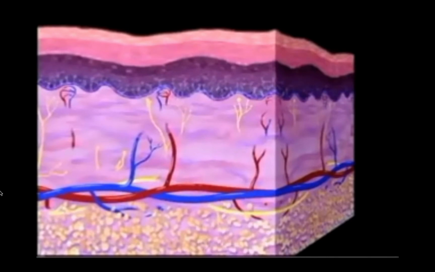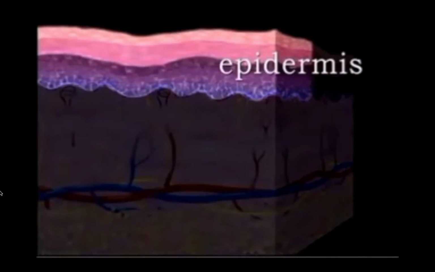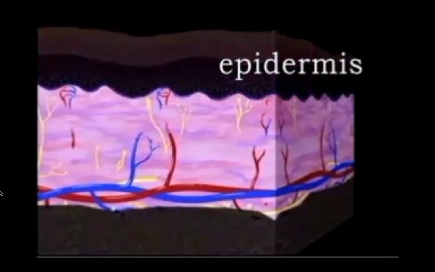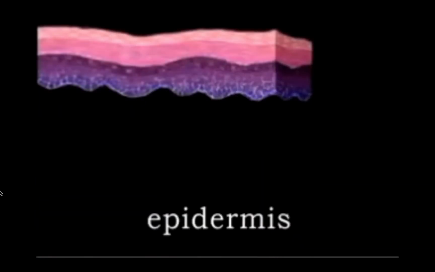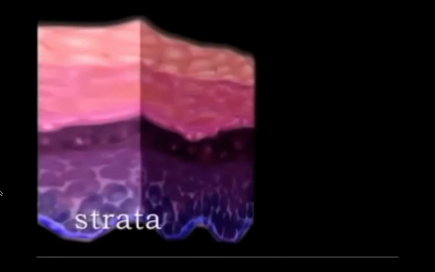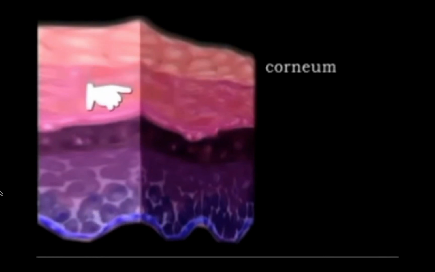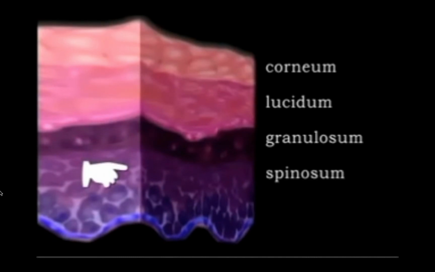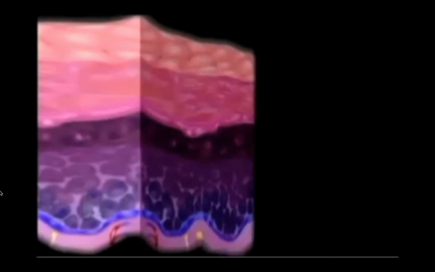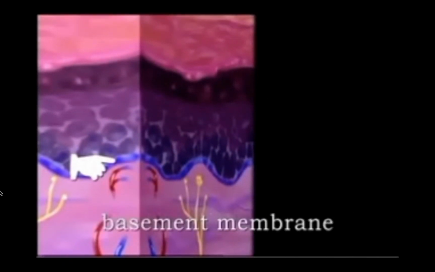The cutaneous membrane consists of an upper layer called the epidermis, an underlying or basement layer called the dermis, and connective tissue called the subcutaneous or hypocutaneous layer. The epidermis is made up of 5 layers called strata: the stratum corneum, stratum lucidum, stratum granulosum, stratum spinosum, and the stratum basale. It is firmly attached to the underlying dermis by a membrane called the basement membrane.